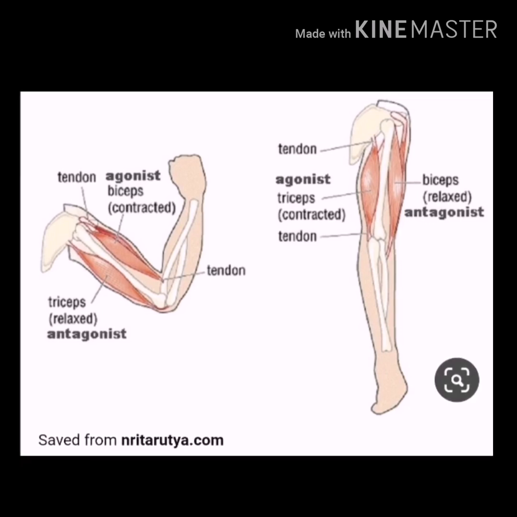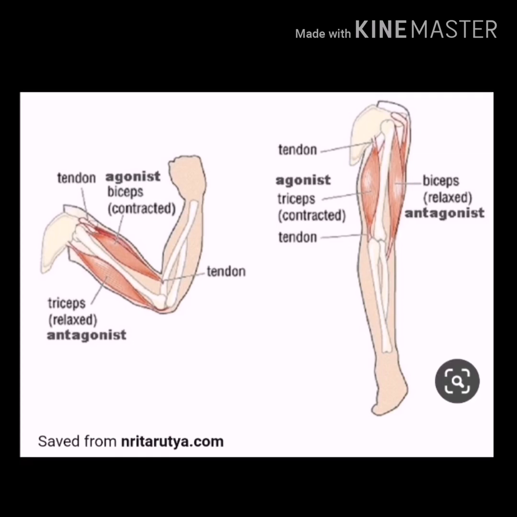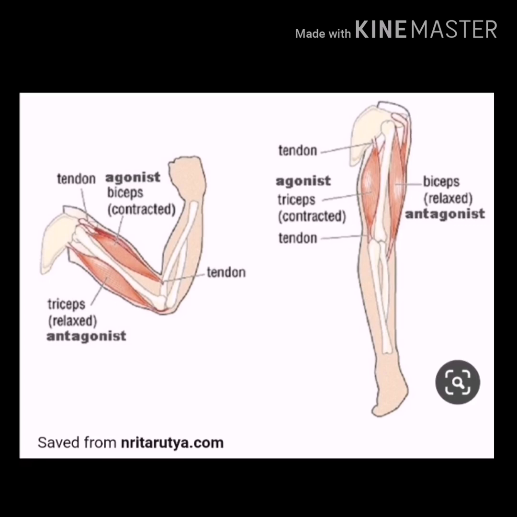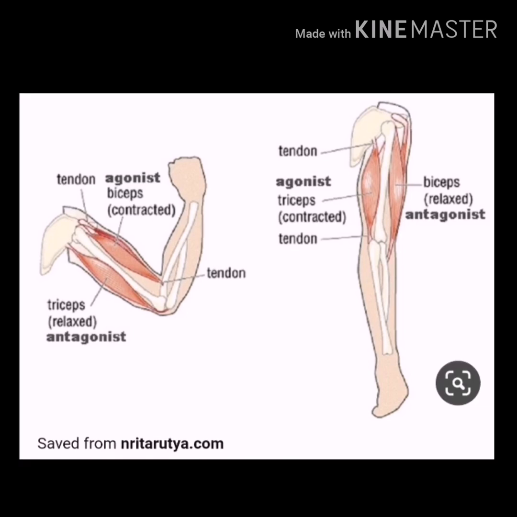Synergists are muscles that work together during movements. Because most movements require a contribution from many different muscles, synergistic actions are very common. For example, the biceps brachii and brachialis muscle act as synergists during elbow flexion.